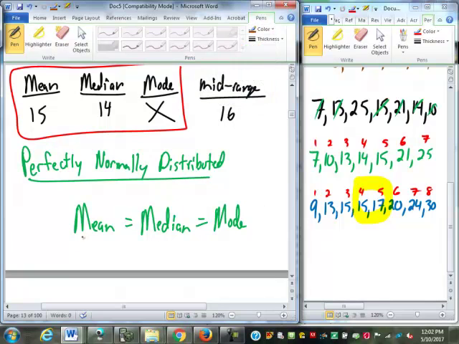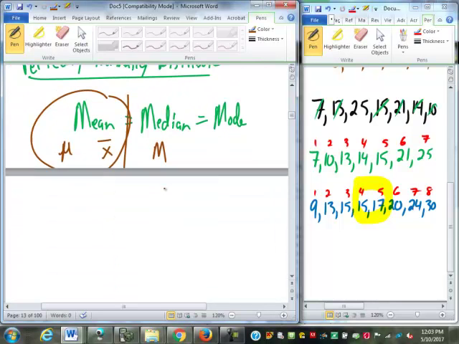Some symbols, by the way, the mean, if we're dealing with a population, the symbol for mean is the Greek letter mu. If we're dealing with a sample, we use X bar for the mean. The median, depending on what we're looking for, is usually a capital M. Mode, we don't really have a symbol that we use for it. But for the mean, that mu symbol, again the Greek letter mu, and that X bar are very important. X bar is for a sample, mu is for a population.